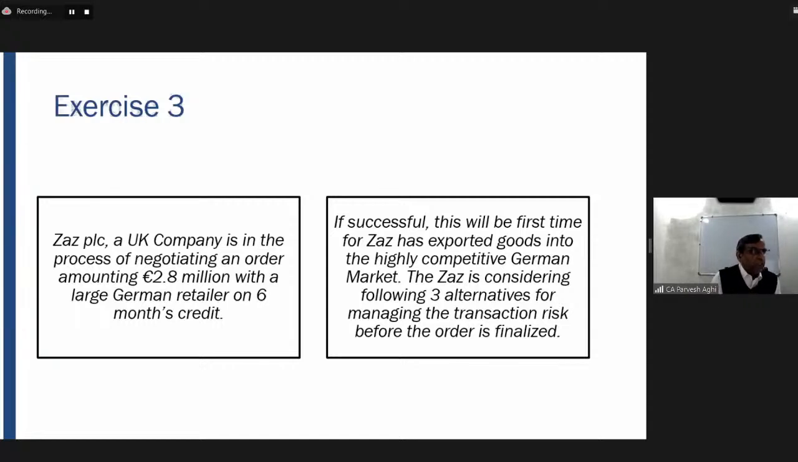If successful, this will be the first time Z has exported goods into the highly competitive German market. So Z is considering the following 3 alternatives for managing the transaction risk before the order is finalized. Okay, so I got the answers from Chavi, Ambika, and Pujita. They are saying yes, followed. Good, that was a great comfort for me, because the question was in a different order. I'm happy that you're learning. So now, there are three alternatives in this question, and we have to choose which one is the best.